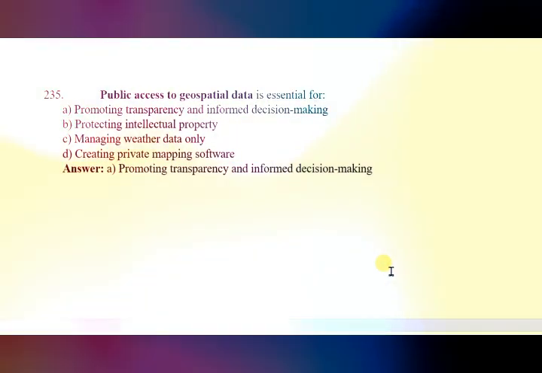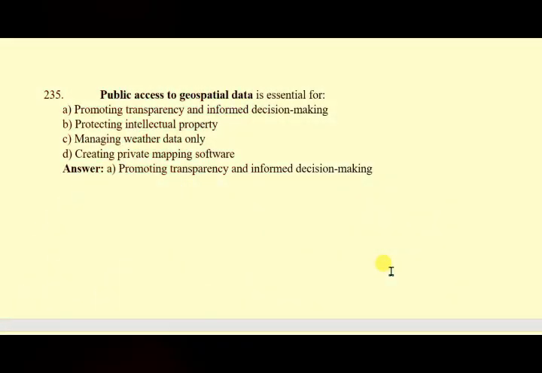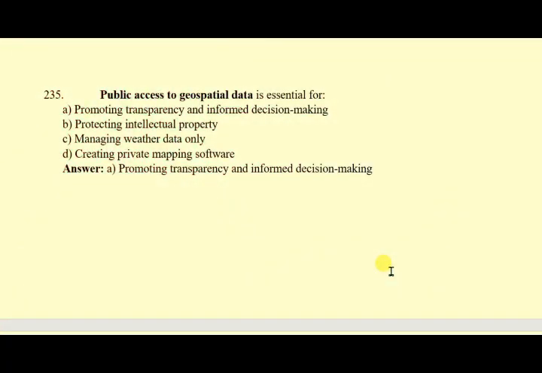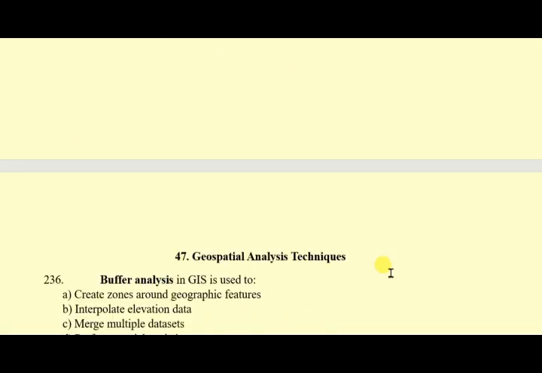Question 235. Public access to geospatial data is essential for promoting transparency and informed decision making, protecting intellectual property, managing weather data only, creating private mapping software. Here the right answer will be promoting transparency and informed decision making.